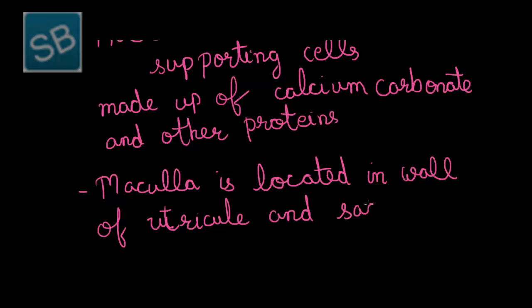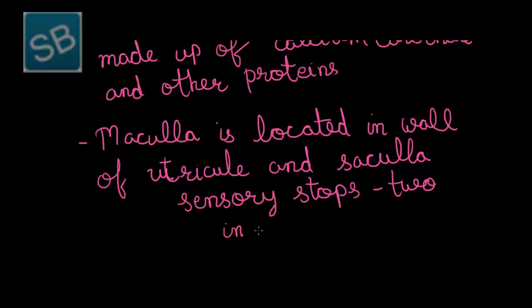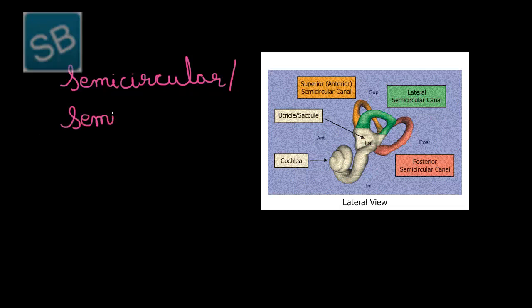This macula occurs as sensory point. Thus, sensory points or spots occur 2 in number, present at each structure. Now, the second structure of membranous labyrinth is semilunar duct or semicircular duct, which can be also called as semilunar duct.